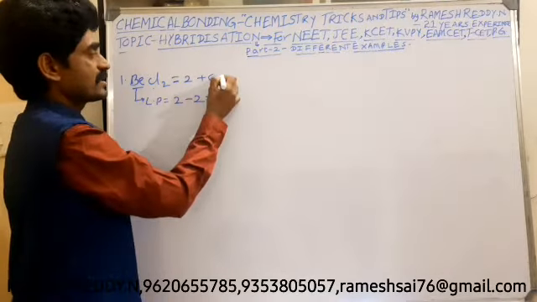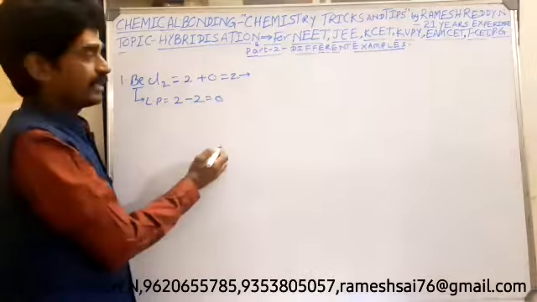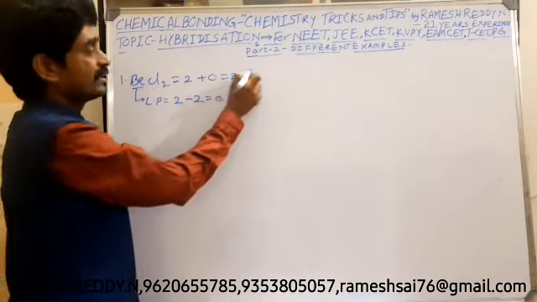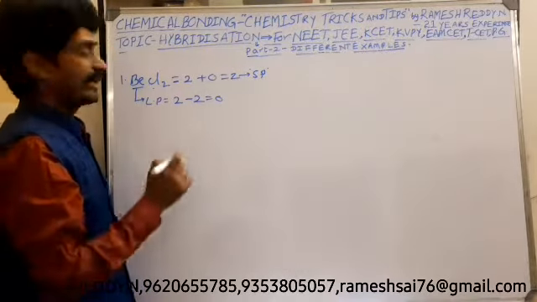There is 2 plus 0. Then the value we get is 2. So that is called the hybridization number. If the hybridization number is 2, then the molecule undergoes sp hybridization. One s orbital, one p orbital.